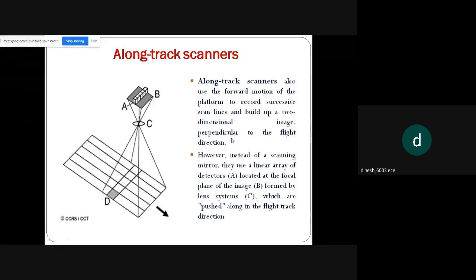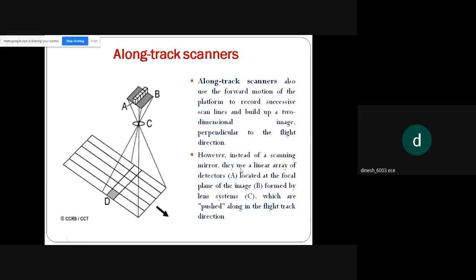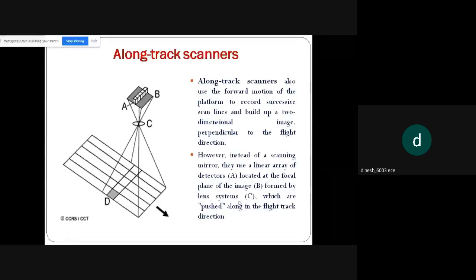Whereas across track also does perpendicular to the flight direction. The difference is using an array. Instead of using a scanning mirror, here we use a linear array of detectors located at the focal plane of image B, formed by the lens system C, that are pushed along in the flight track direction. As the flight moves, in that direction it will be taking. So that is the along track. Along the flight, it moves.